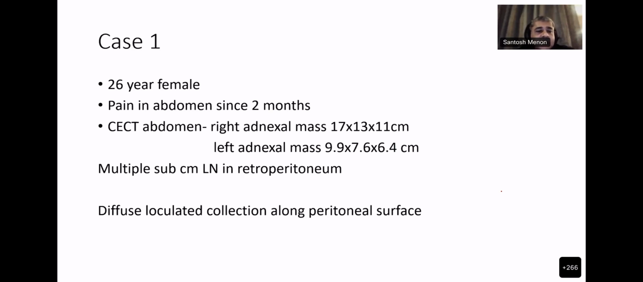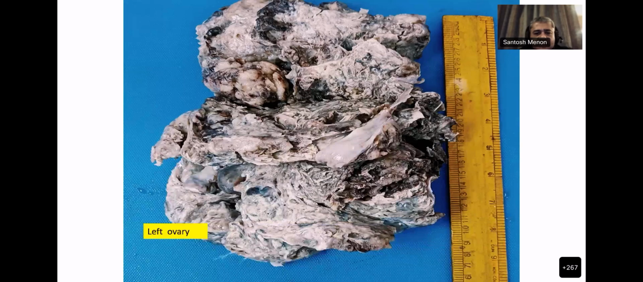She had pain in the abdomen for 2 months. On CT abdomen, there were large masses in both the right and left adnexa, and there were multiple subcentimeter lymph nodes in the retroperitoneum. There was a loculated collection on the peritoneal surface. So this is the gross. Anybody wants to describe? Atul or Swati, want to describe this left ovary?